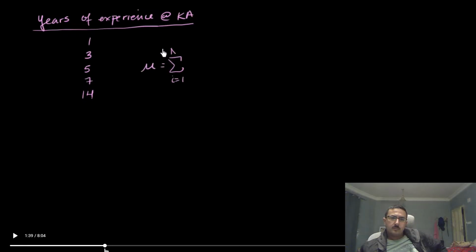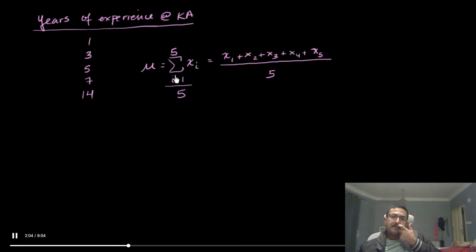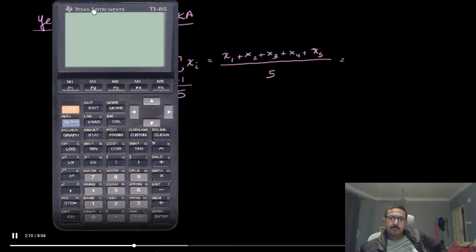I'm going to divide it by the number of data points I have: x1 plus x2, plus x3, plus x4, plus x sub 5, all of that over 5. And as we said, this is a very fancy way of saying I'm going to sum up all of these things and then divide by the number of things we have. So let's do that. Get the calculator out.